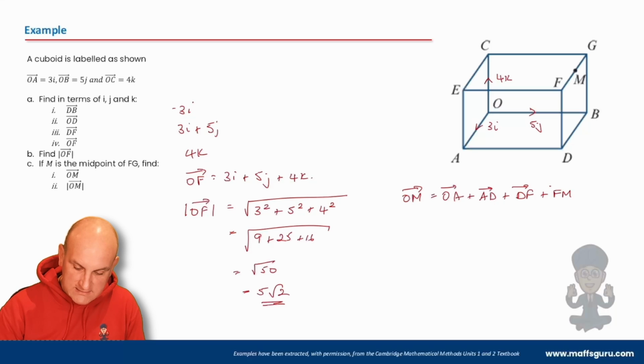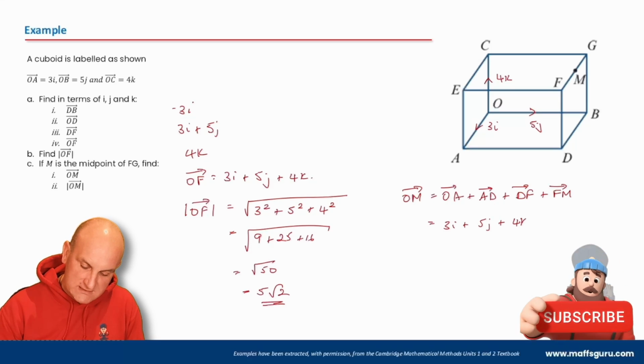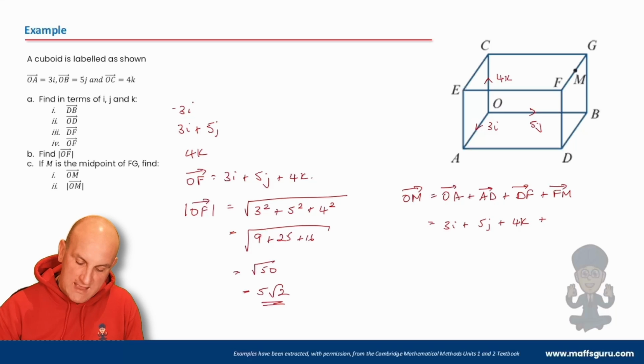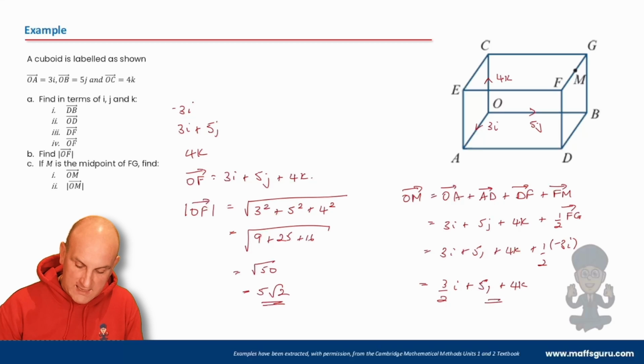That makes life easier. Right, O to A is 3i, plus A to D is 5j, plus D to F is 4k. We're happy with that so far. Plus F to M. Well, F to M is a half of F to G, and a half of F to G is the same as minus 3i over 2. So 3i minus a half of 3i is going to give me 3 on 2 i plus 5j plus 4k.